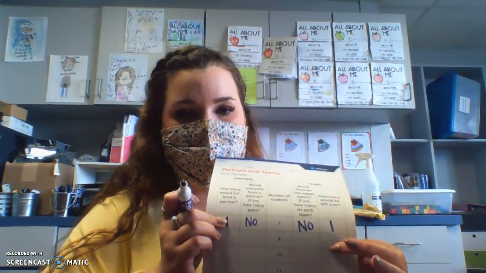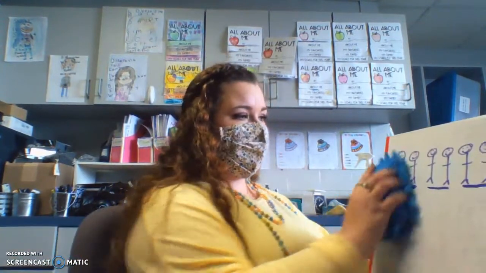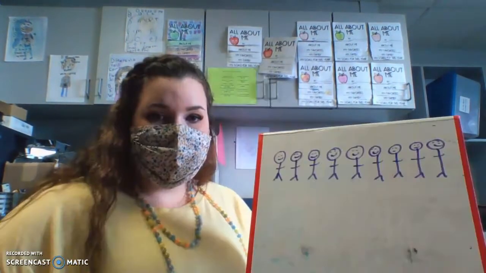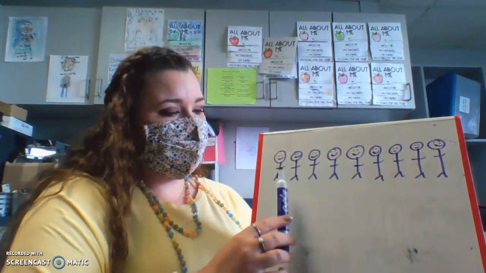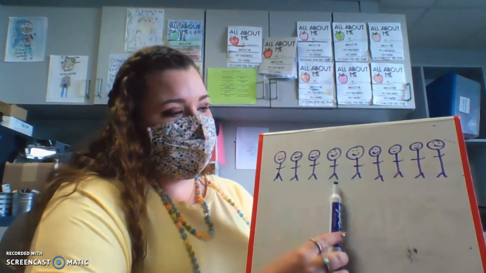Okay. So our second number of students is 9. So I'm going to look to the left, and it says, would everyone have a partner? If yes, how many pairs? So I'm going to draw my partners really quick. So I have drew my students. So let's make sure we have all 9 of our students represented. 1, 2, 3, 4, 5, 6, 7, 8, 9.